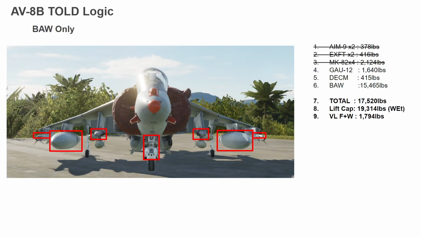Okay, so in the configuration shown above, with basic aircraft weight set only, not the operating weight, we can see that the aircraft can see the 2 M9s, the 2 external fuel tanks, and the 4 Mark 82s. The GAU-12, the DECM, and obviously the basic aircraft weight.